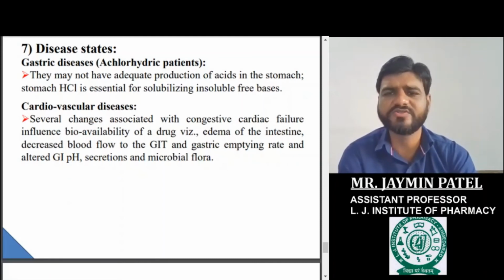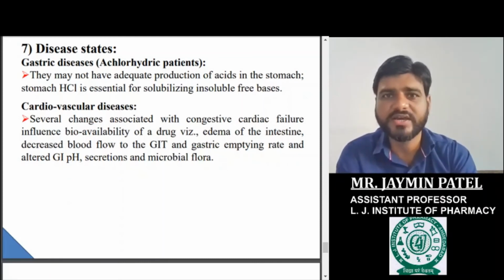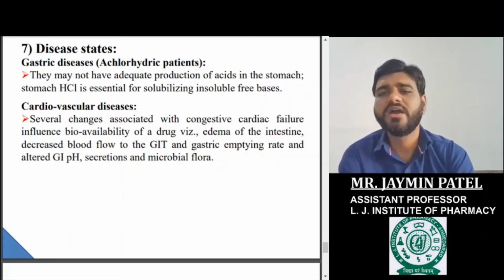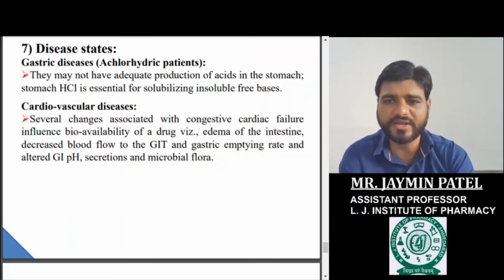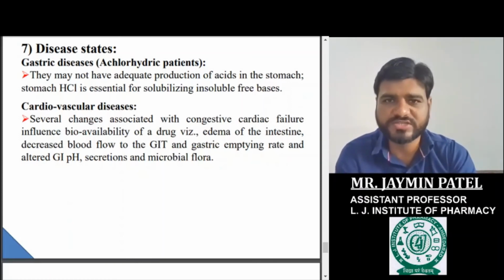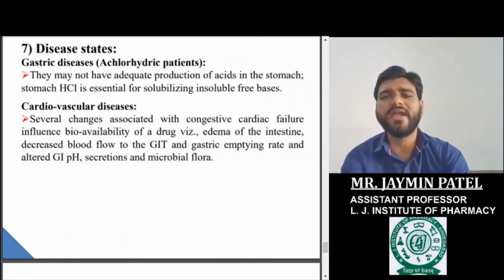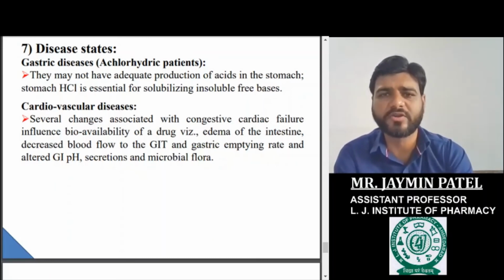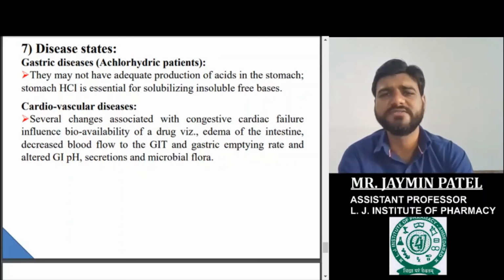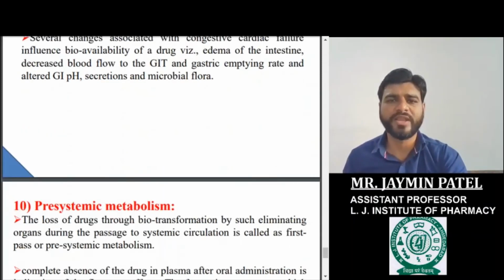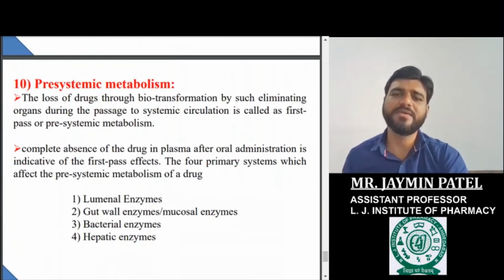Second, cardiovascular disease conditions also alter the absorption of drug molecules. Several changes associated with congestive cardiac failure influence the bioavailability of the drug: edema of the intestine, decreased blood flow to the GI tract and gastric emptying rate, and altered GI pH, secretions, and microflora. All these factors are influenced by cardiac problems, and it may alter the absorption of the drug molecule.